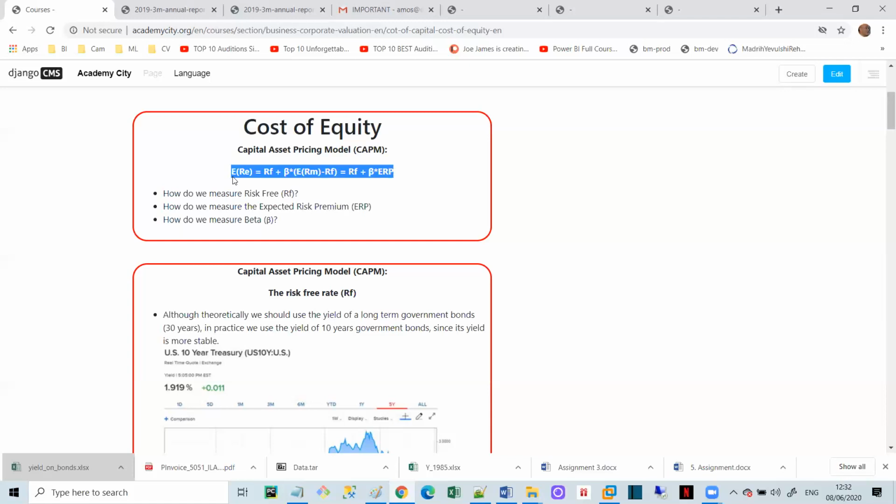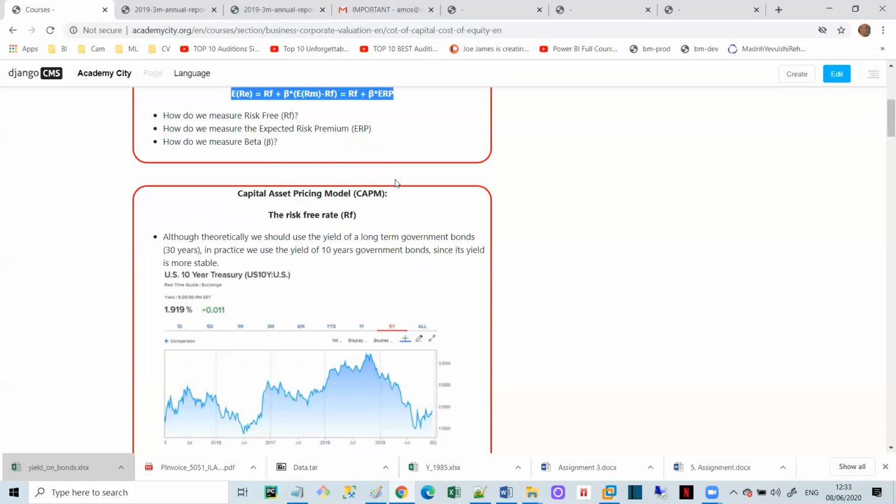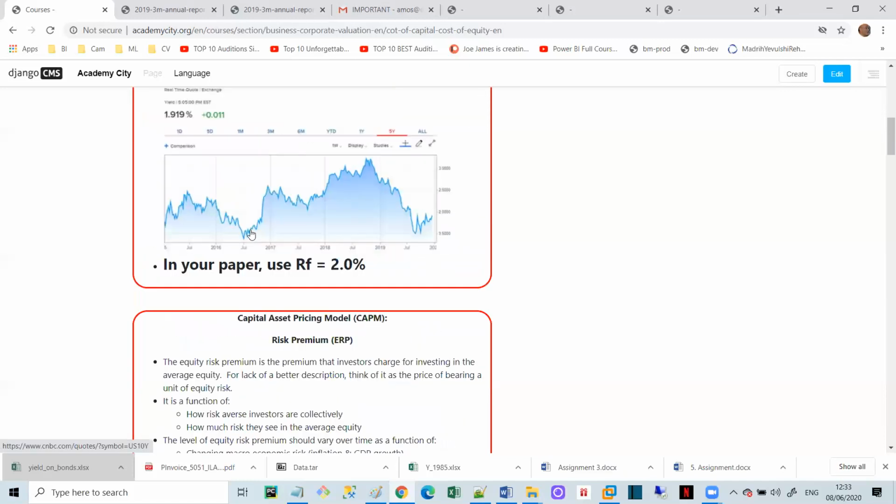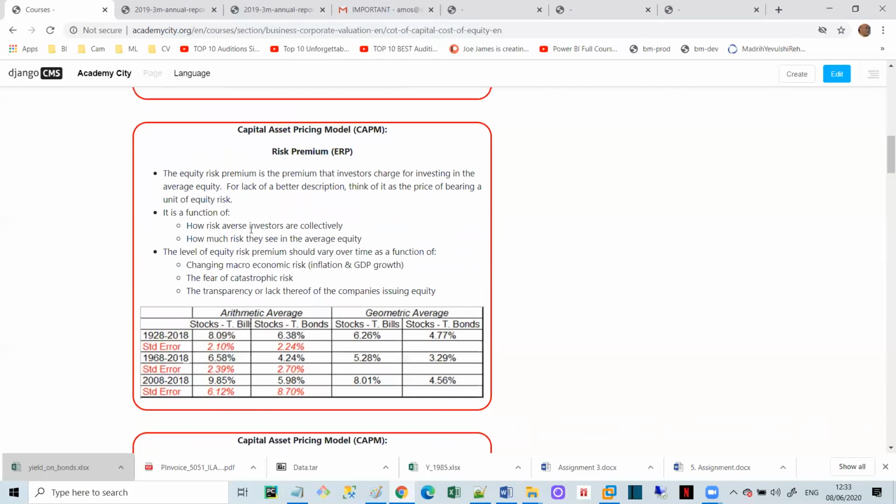In real life, it's ten times more complicated. We already talked about the risk-free rate, so I won't repeat myself. But how do I estimate the beta? How do I estimate the risk premium? So let's go over and try to do that. Let's talk about risk premium.